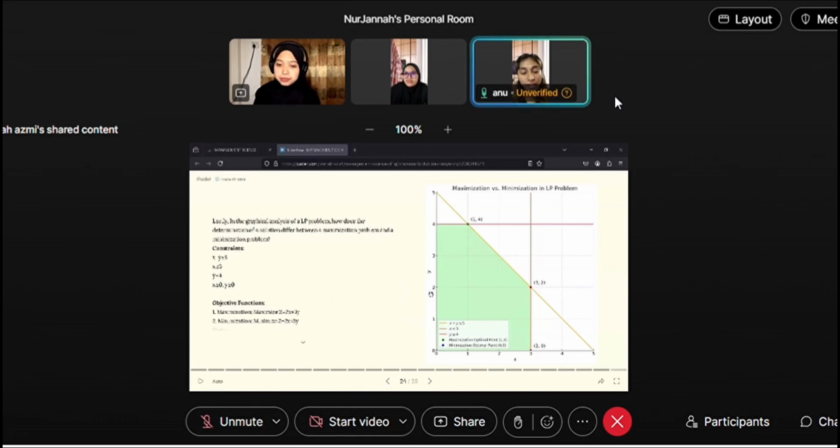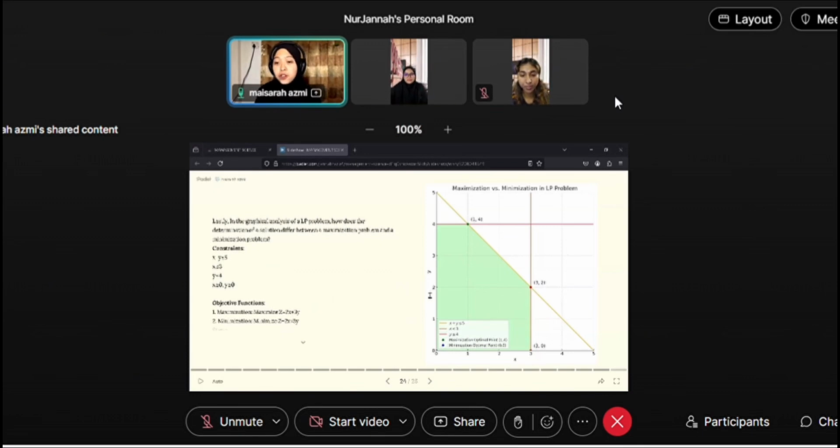Can you show us the calculation? Of course. After plotting, the corner points of our feasible region are x = 0, y = 0 for the first one. The second is x = 3, y = 0. The third one is x = 3 and y = 2. And the last one is x = 1 and y = 4. Now let's evaluate z equals 2x plus 3y at each of these points for both maximization and minimization. You can see all the values after we calculate.